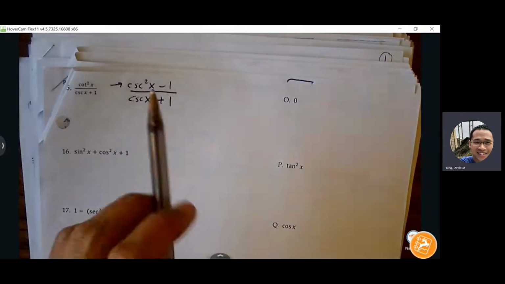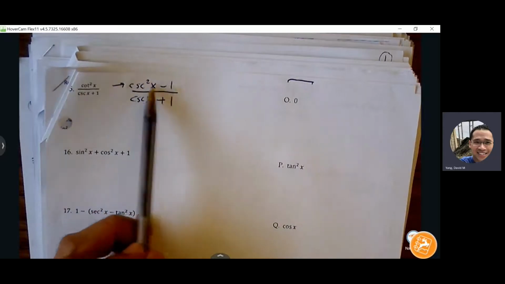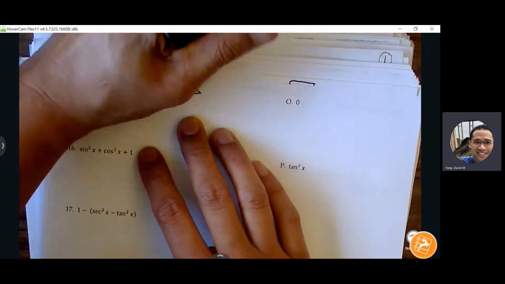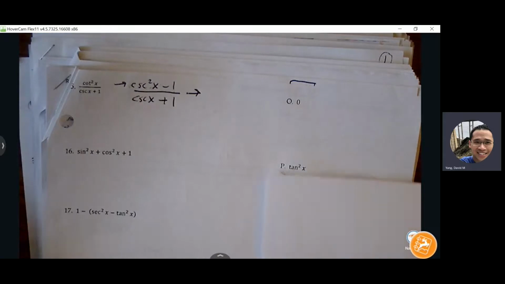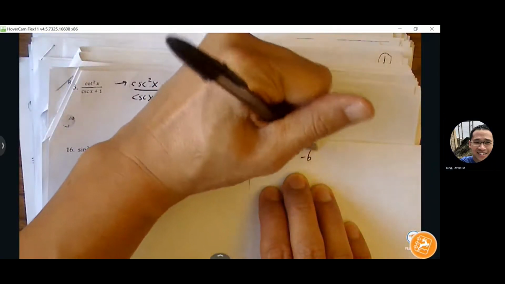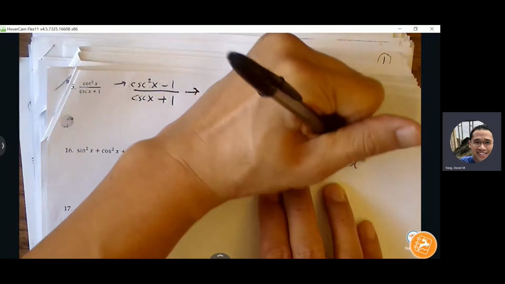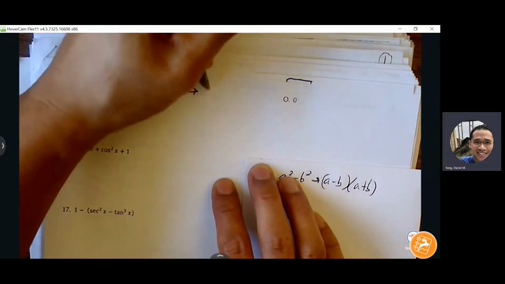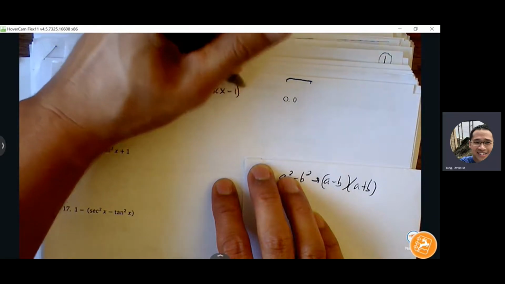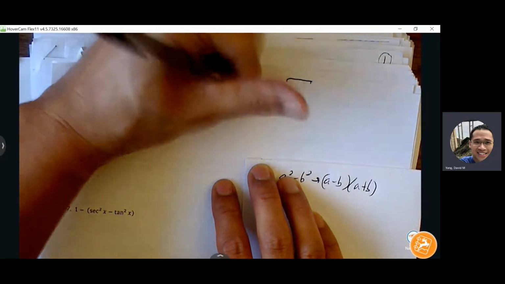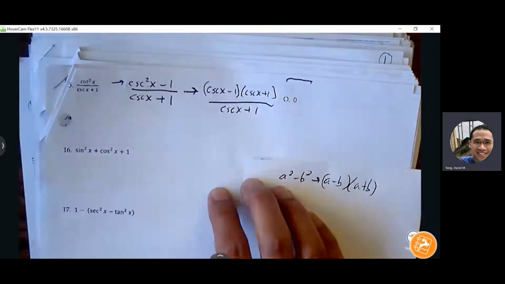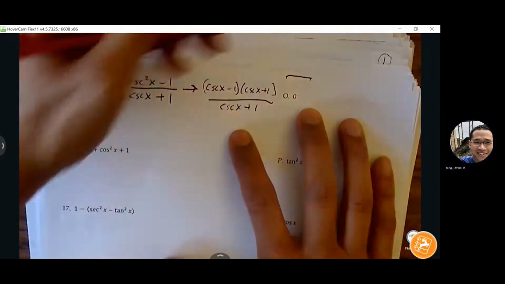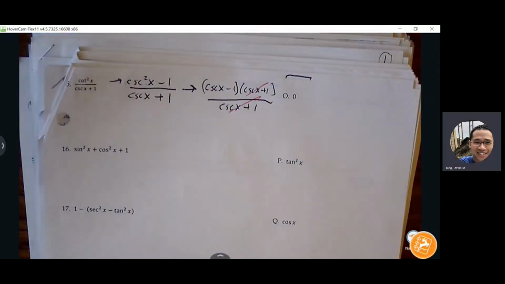Now that I have cosecant squared x minus 1, careful, we can't cancel out. But these are both perfect squares. We can break them down into a difference of squares. Basically, it's applying a squared minus b squared, which can be broken down into a minus b times a plus b. We get the like terms to reduce, and we're left with cosecant of x minus 1.